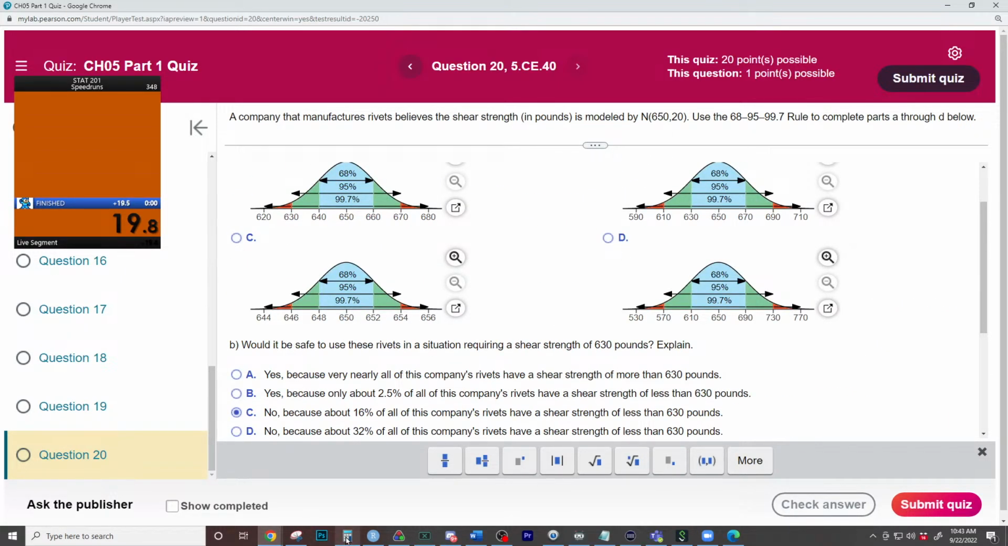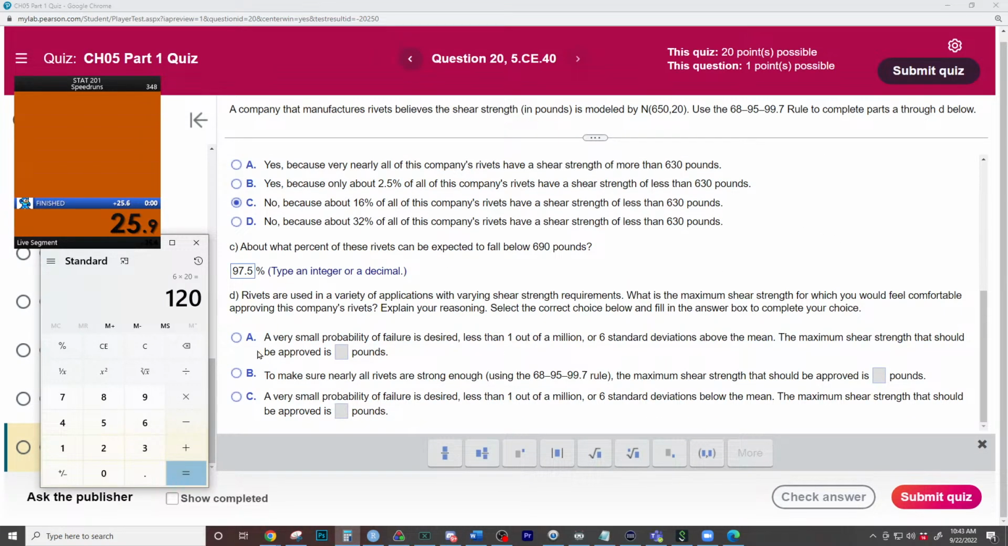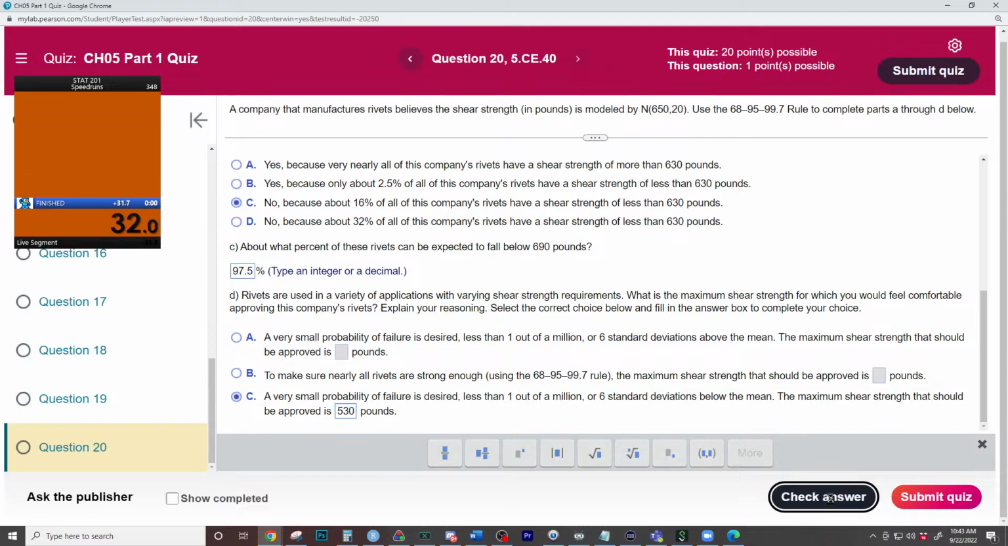Then we got right here, we're talking 6 standard deviations. 6 standard deviations is going to be 6 times 20. So 6 times 20, subtract that from 650. That's 530. Well, that's a small standard deviation. That is going to be the minimum. So that's going to be 530 as long as I'm doing my math correctly. Double checking 530. I think we got it. I think we're good to go.